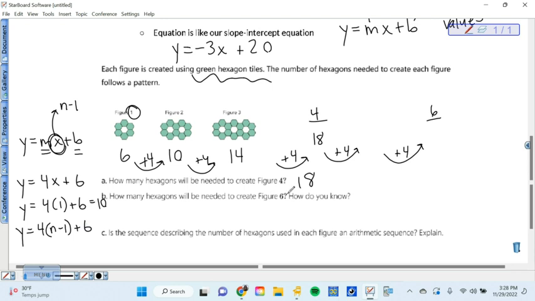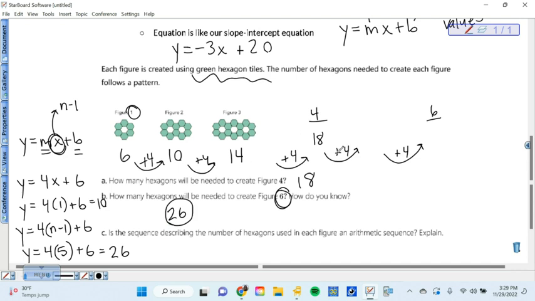Okay, and I'm looking for figure 6. So I'm going to plug in 6 for n. So I get y equals 4 times 6 minus 1. What's 6 minus 1? 5. So 4 times 5 plus 6. What's 4 times 5? 20. And what's 20 plus 6? 26. So I know that there's 26 hexagons in figure 6.